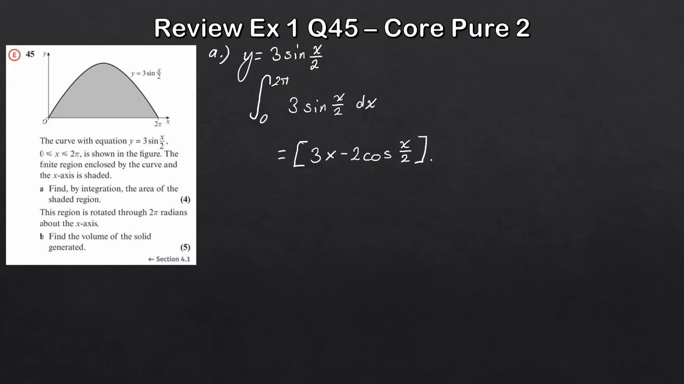Your limits are 0 and 2 pi. Just working this out here, 3 times minus 2 is minus 6 cos x over 2, between 0 and 2 pi. Sub your limits in here, see what you get. So what you're going to get here is 6 minus minus 6, which is just 6 plus 6, giving us 12 there for the area. So that's just part A.